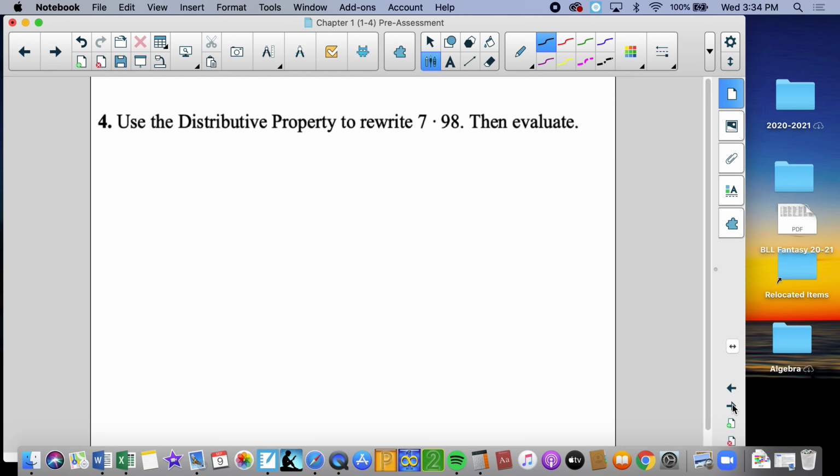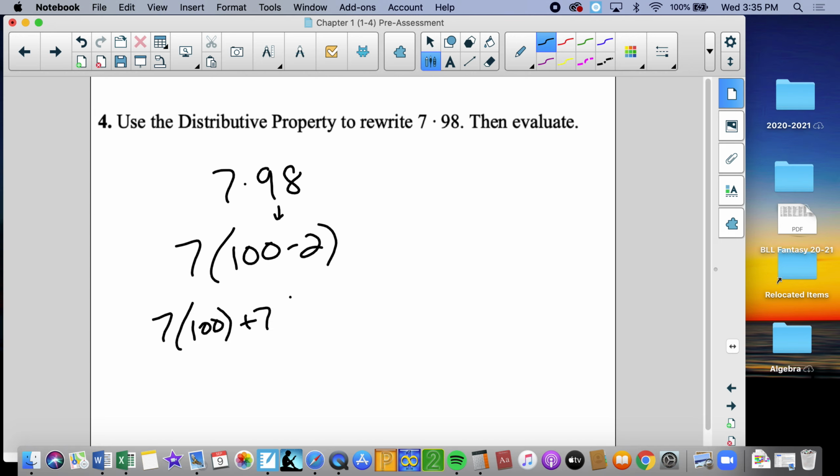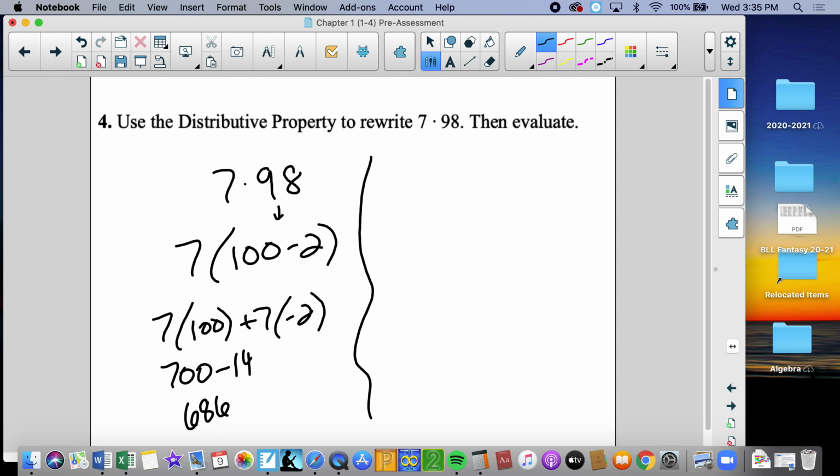Use the distributive property to rewrite 7 times 98. So what's another way you can do this problem by doing it in mental math? Well, we could substitute 100 minus 2 instead of writing 98. And then we can distribute, and again that negative goes to the 2, not the 7, and I can do this mental math, 686.